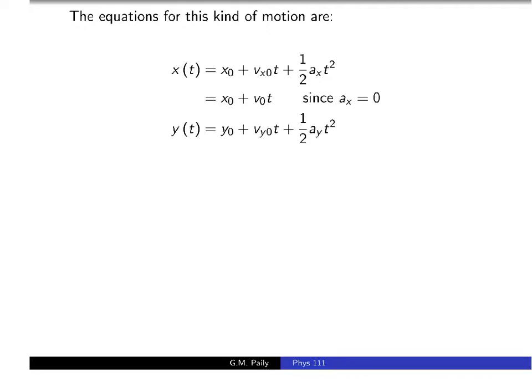Looking at the y position, we see that we have a similar expression, except now we know that ay is negative g. So these are our two expressions, one for x as a function of time and one for y as a function of time.